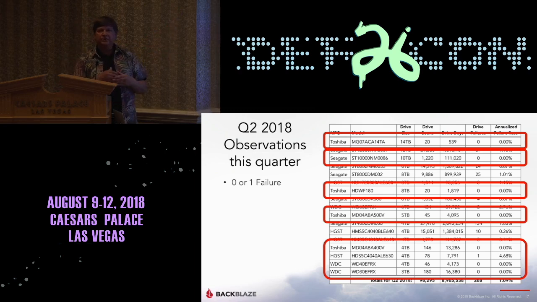In particular, we use the quarterly data as just a mechanism, like a vector. Is a drive moving up or down in how it's failing over time? All right? And that's a good vision point for us to do.